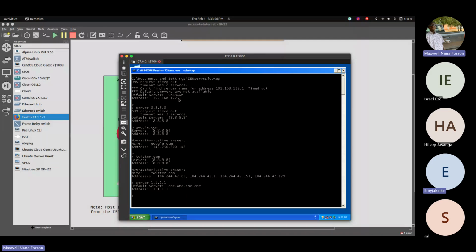When I did twitter.com, it showed me 8.8.8.8 as the server. Then the address said 8.8.8.8#53. The #53 is the port number that it's using. You remember that I said that DNS uses port number 53.